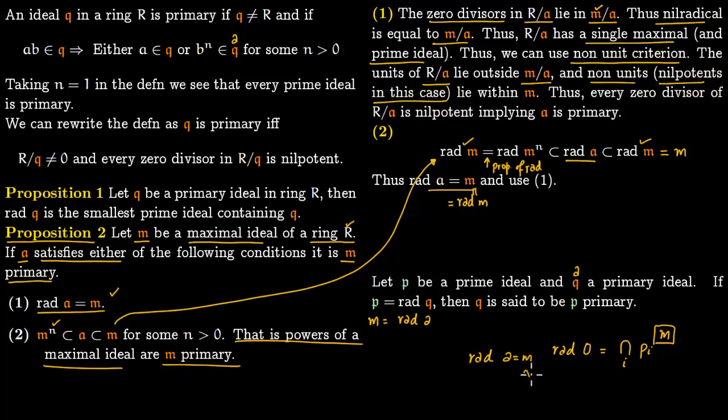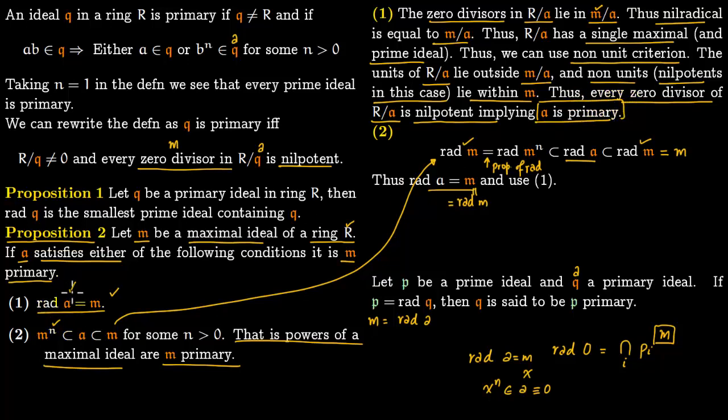You take any element X in M, raise it to some power, it will lie in A, which is the zero of this ring R modulo A. So non-units lie within M. Thus every zero divisor of R modulo A is nilpotent, because every zero divisor lies within M, and elements within M are nilpotent. Which implies A is primary. By this definition, every zero divisor in R modulo A is nilpotent, because the zero divisors in R modulo A lie in the maximal ideal M. And that is it. That's what we wanted to show, that A is primary.